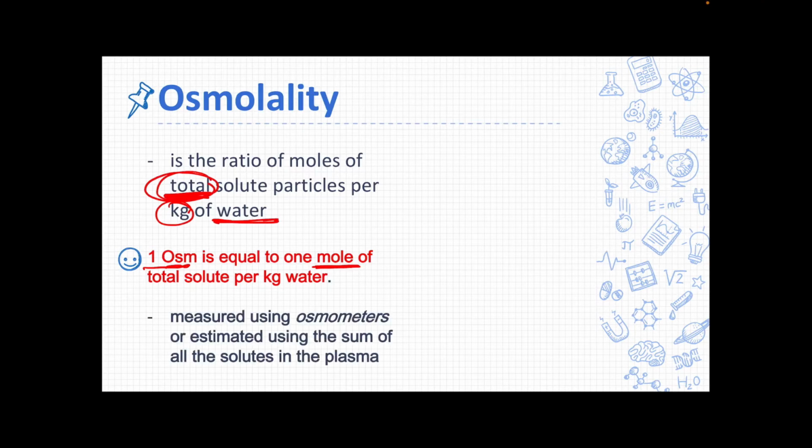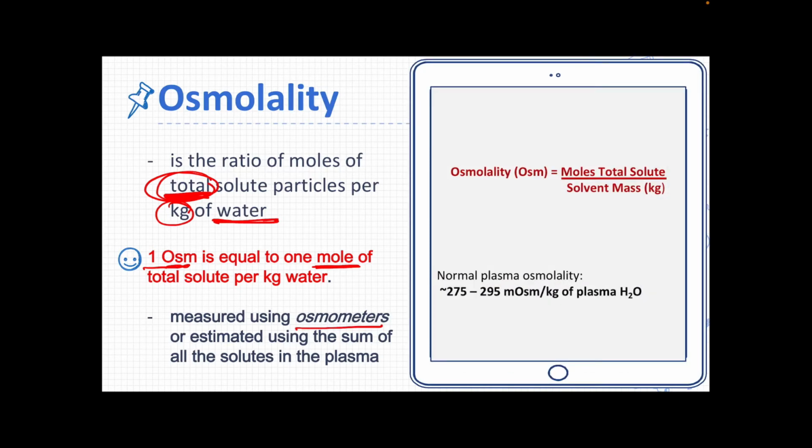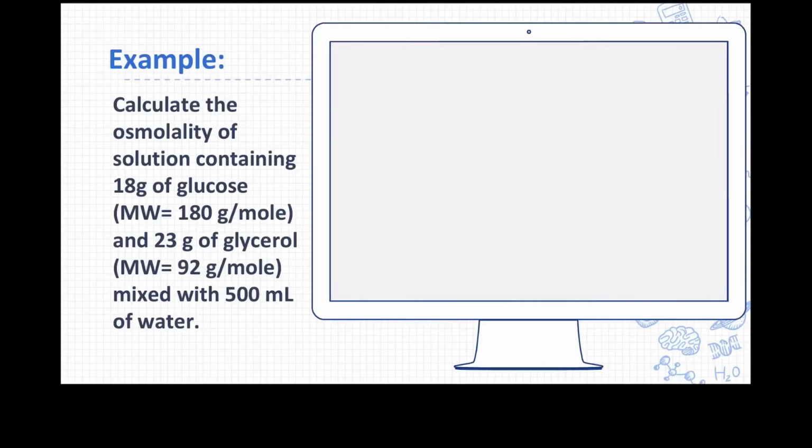And this osmolality is also measured using osmometers, or estimated using the sum of all the solutes present in the plasma. So this is now the formula. So osmolality is equal to the moles of total solute over the kilogram of solvent. And also, I have mentioned that the normal plasma osmolality is approximately 295, of which 275, as I mentioned in the previous discussion, is because of sodium and associated ions. Now, let us have the sample problem here.